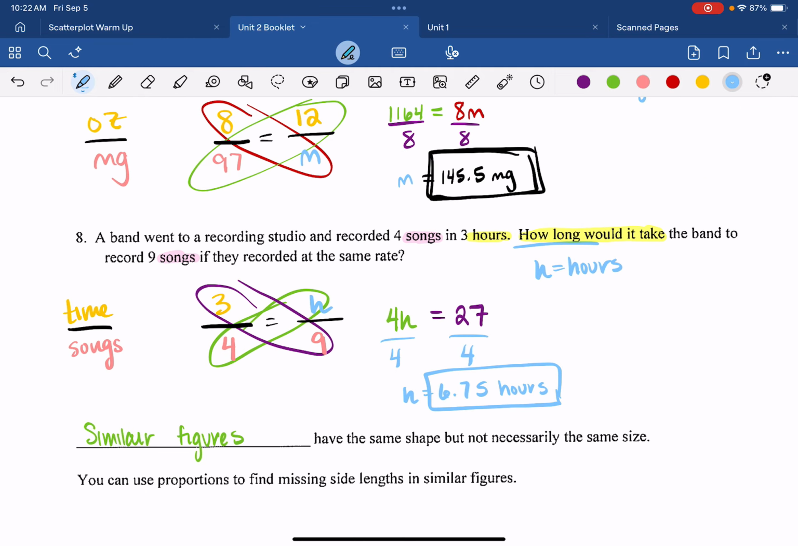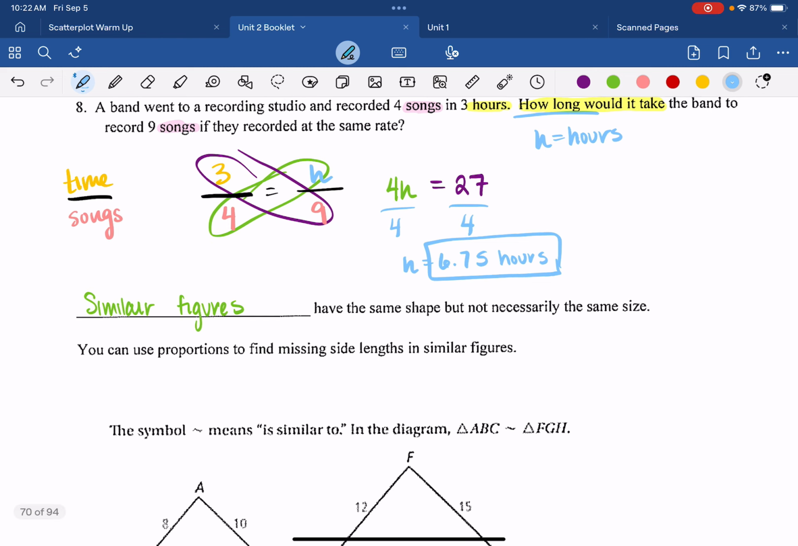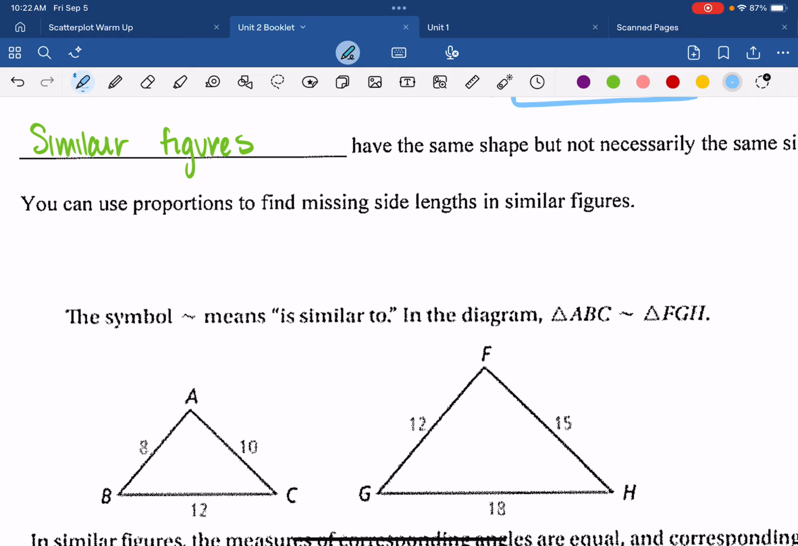Great. All right, similar figures. Okay, this is a little bit of geometry. Similar figures have the same shape but are not necessarily the same exact size. You can use proportions to find missing lengths in similar figures. Just a little notation moment here. This symbol, this little curly Q, means similar to. It means it's not equal.